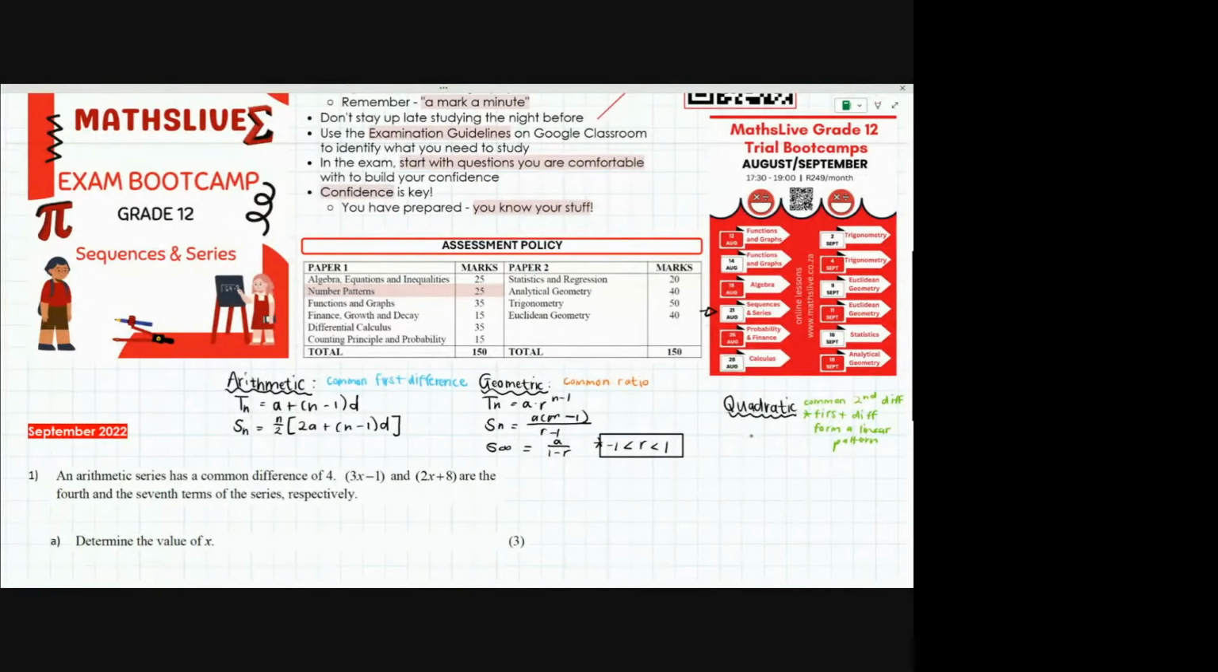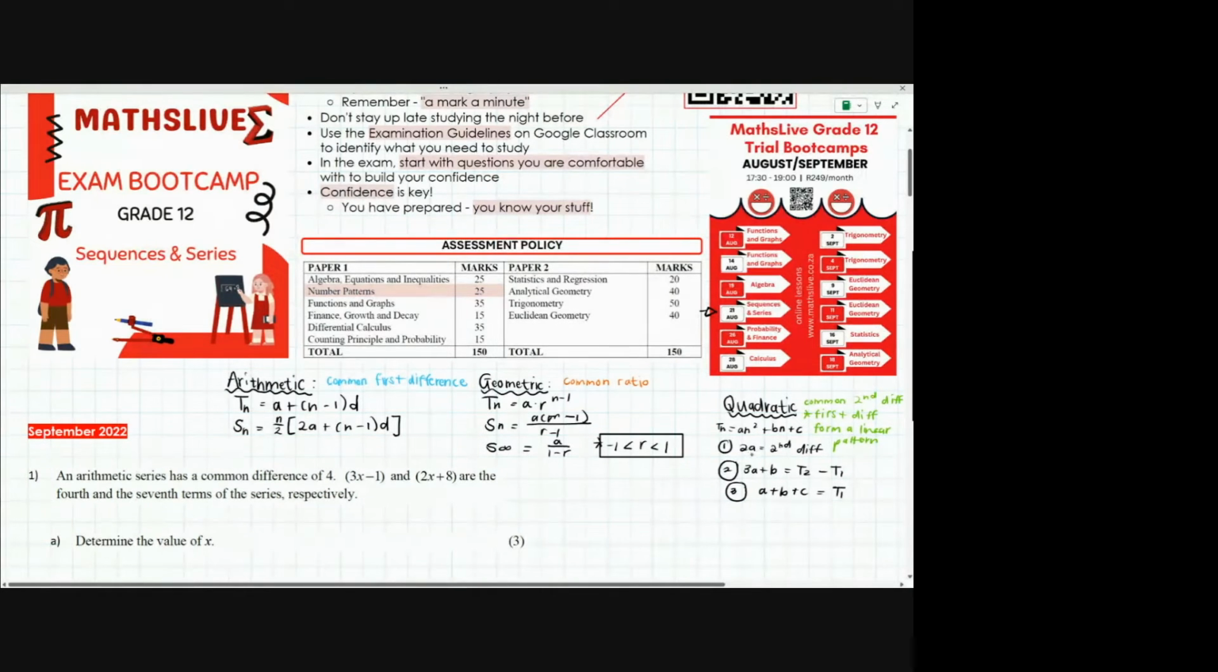Right, just quickly for quadratic, if we ever need to find Tn, we just need to remember that Tn, because it's a quadratic sequence, will take the form of Tn equals an squared plus bn plus c. And there are three formulae that we need to know. The first one is that 2a is equal to your second difference. The second is that 3a plus b is equal to term 2 of your sequence minus term 1. And the third equation is a plus b plus c is equal to your first term, t1.